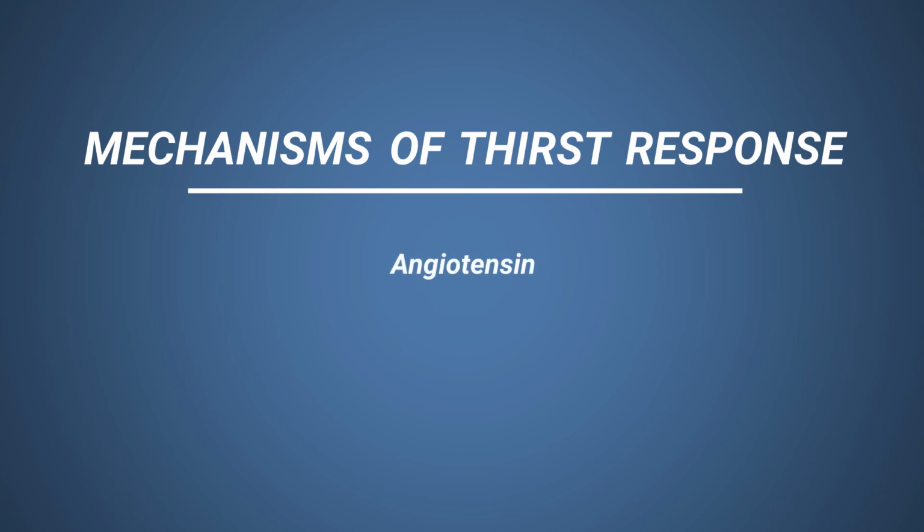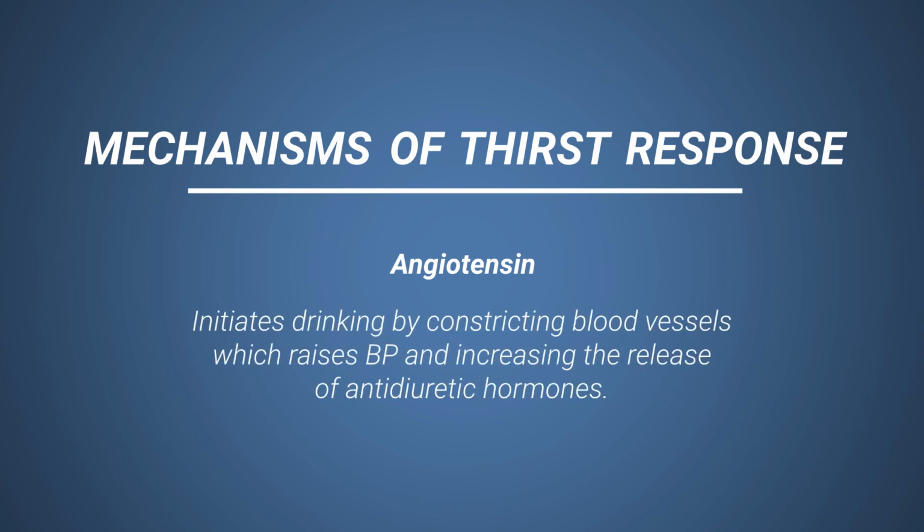Angiotensin also plays a key role in creating a thirst response. Angiotensin is a hormone in the blood that initiates drinking by constricting blood vessels, therefore raising blood pressure and increasing the release of antidiuretic hormones. Like mentioned earlier, the release of antidiuretic hormones causes the kidneys to retain water, lower urine volume, and initiate thirst.